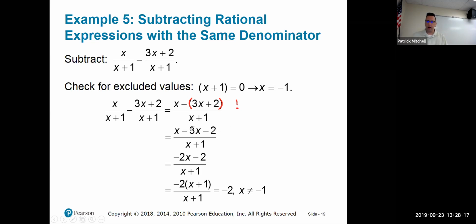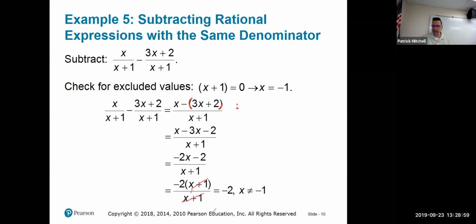When you distribute the minus sign, you're going to end up with x minus 3x minus 2. When you combine your like terms, x minus 3x is -2x. And now, I think they rigged it this way. -2x plus 2 over x plus 1 is something that can be simplified, right? Because if you factor -2 out of the top, your other factor is x plus 1. You get rid of those x plus 1s, and you are left with just -2.